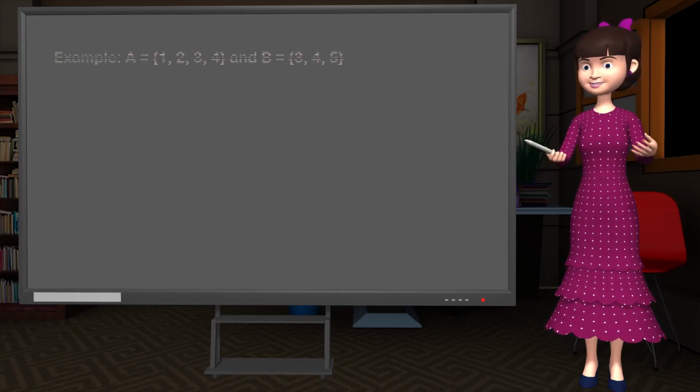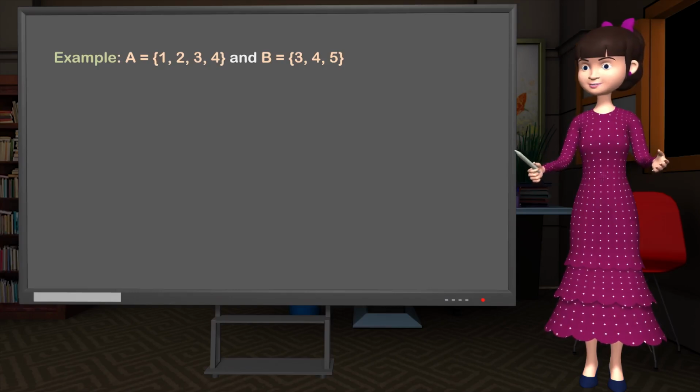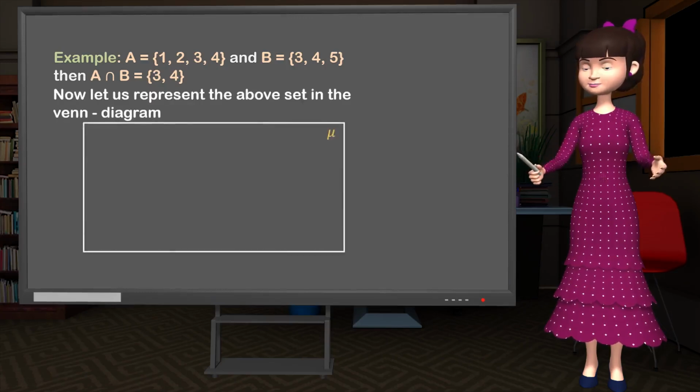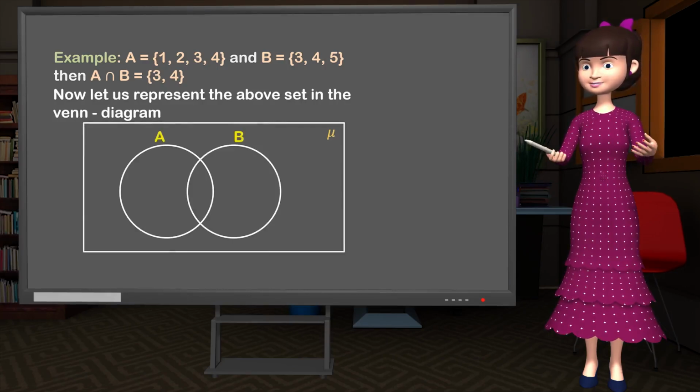Example, if A = {1, 2, 3, 4} and B = {3, 4, 5}, then A ∩ B = {3, 4}. Now let us represent the above sets in the Venn diagram.